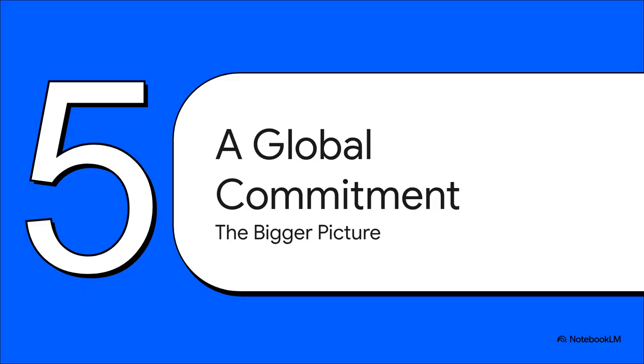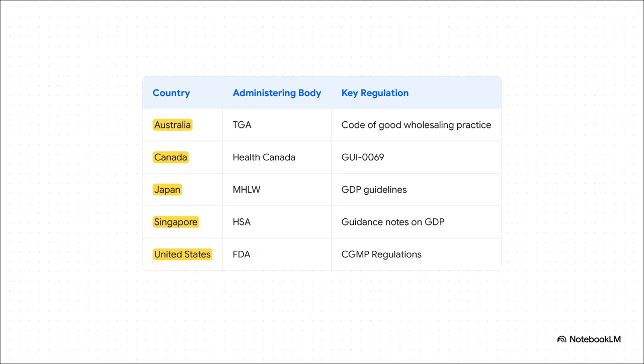All right, let's zoom out for a second and look at the bigger picture. It is absolutely crucial to understand that GDP isn't just some local rule or suggestion. It represents a unified global commitment to patient safety. Now, this table here is just a small snapshot, but the message is powerful. Whether it's the TGA down in Australia or the FDA in the United States, regulatory bodies all over the world have adopted similar, robust GDP frameworks. And what this global harmony means is simple. No matter where a medicine is made or where it's going, its journey is protected by a shared promise to uphold the highest standards of patient safety.